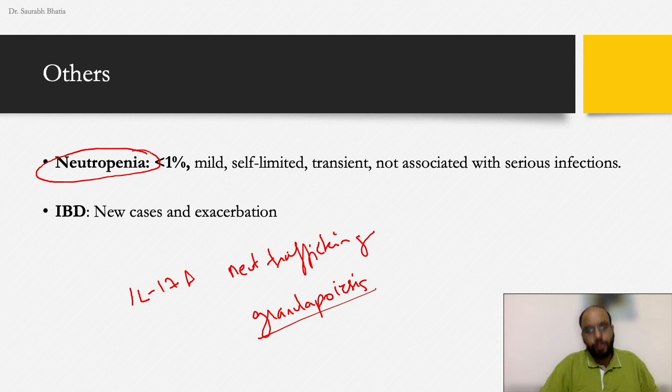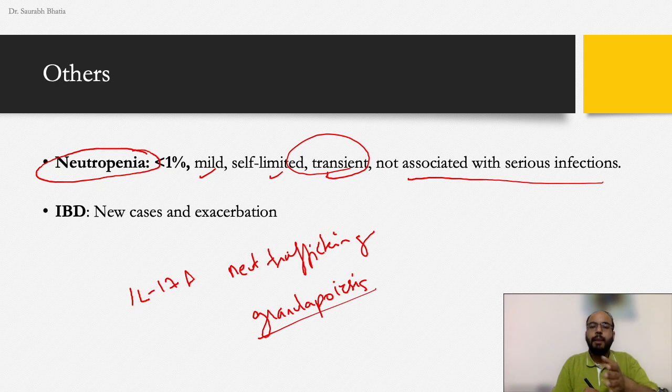However, the incidence of neutropenia is found to be less than 1%. It is found to be mild, self-limited, transient and not associated with serious infections. So you may continue secukinumab. Just keep an eye out on neutrophil levels.